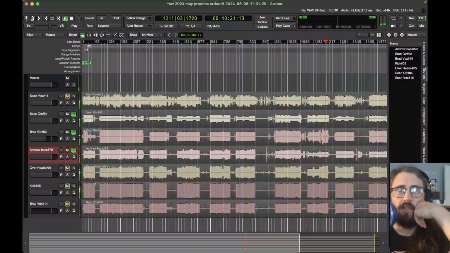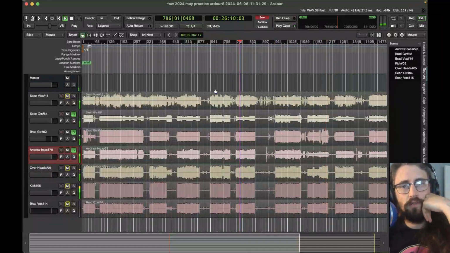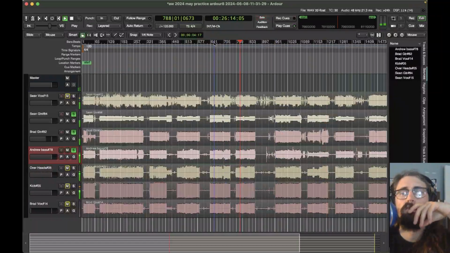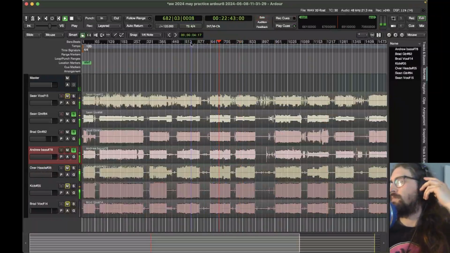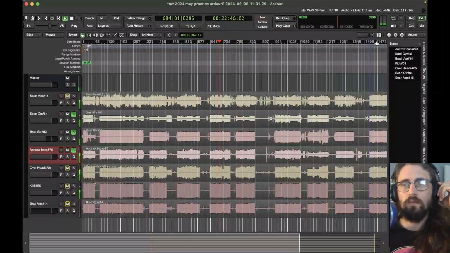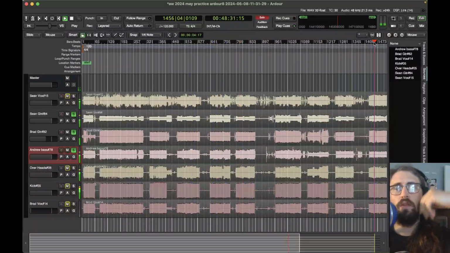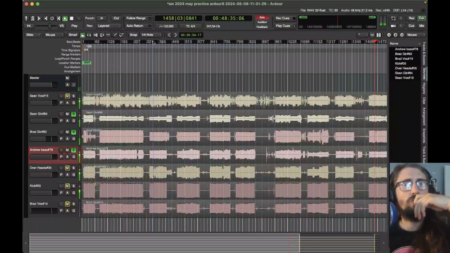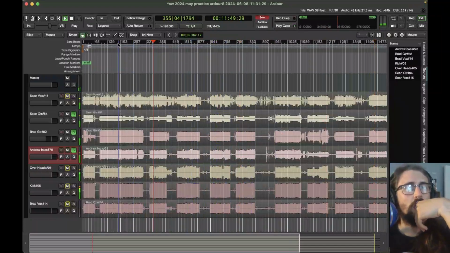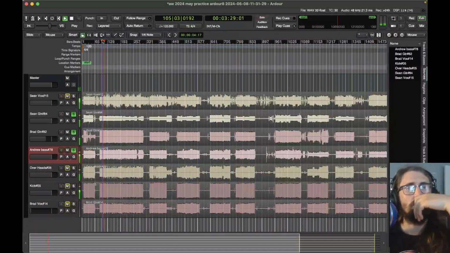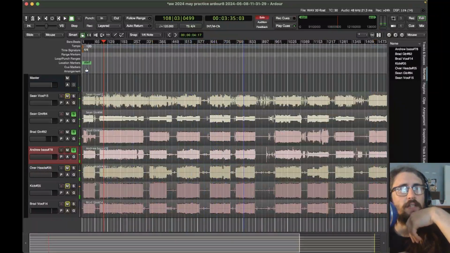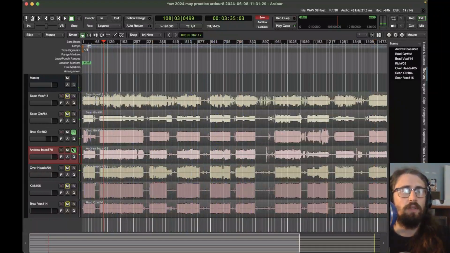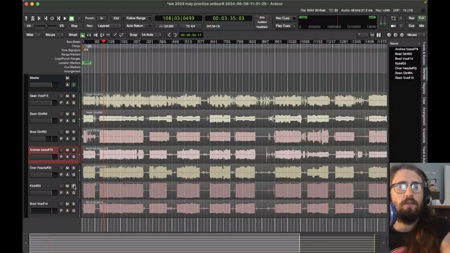Alright, let's hear one of the rockin' songs here. That's not bad. Just jumping around. Alright, I'd say for not having amp simulators, that's not sounding too bad. Let's do the same thing with the drums.